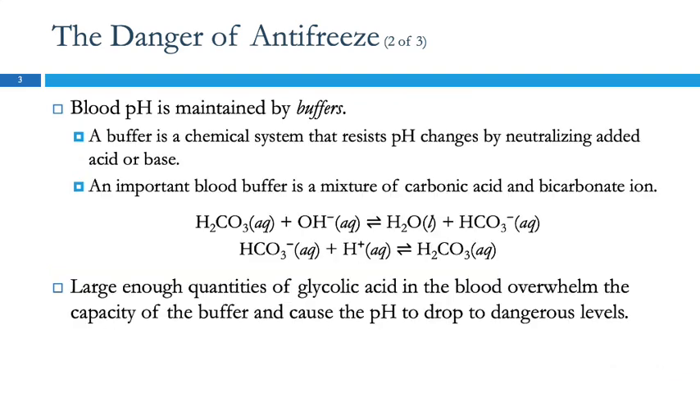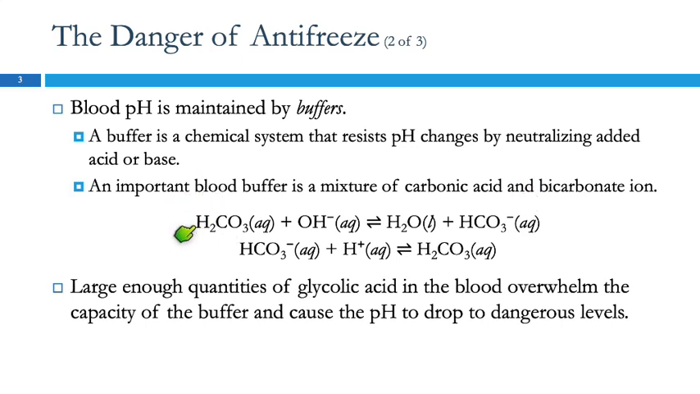How does your blood maintain its pH so closely? It does so by the use of buffers. So a buffer is a system that resists pH changes by neutralizing acid that's added or base that's added. One of the important buffers in your blood is a mixture of carbonic acid and bicarbonate ion, or hydrogen carbonate.